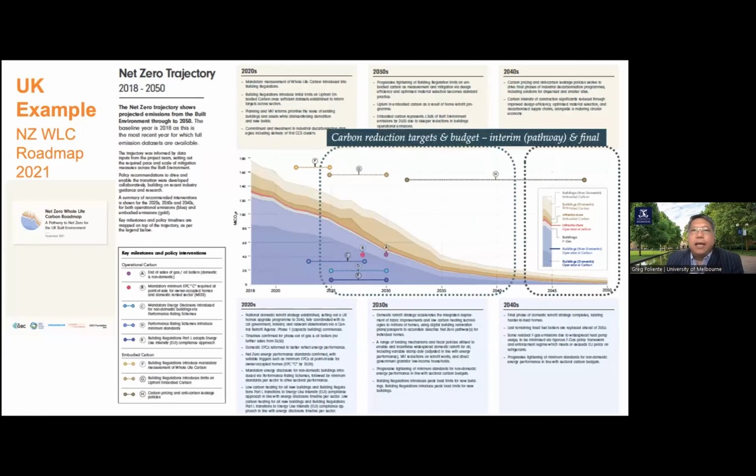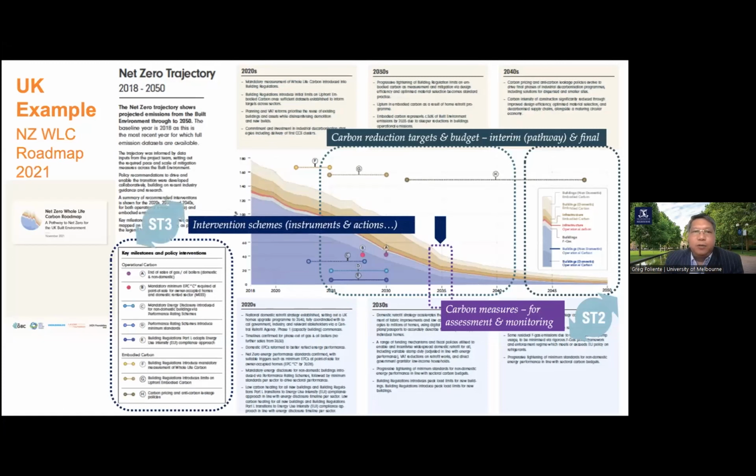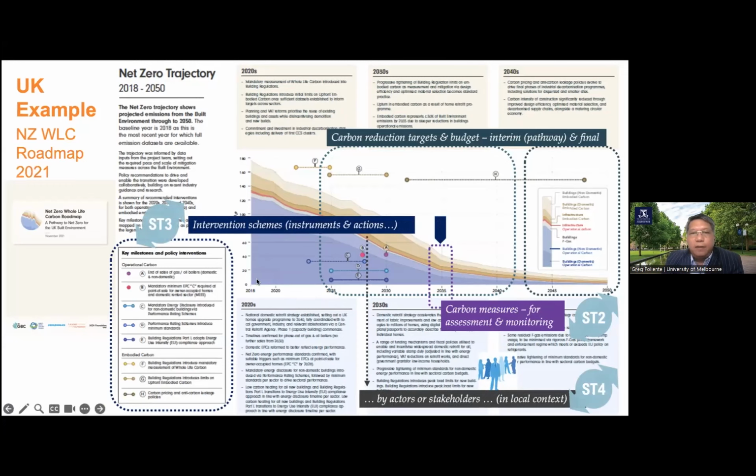So obviously you would have carbon reduction targets and budgets forward to 2050 and earlier. You'd have the kinds of measures that you monitor and assess over that period, both at the sector level, but also individual projects. And then you would have a set of intervention schemes, instruments and actions. And then of course, the stakeholders that need to make those decisions and actions. So this is the scope in a way for our roadmaps.